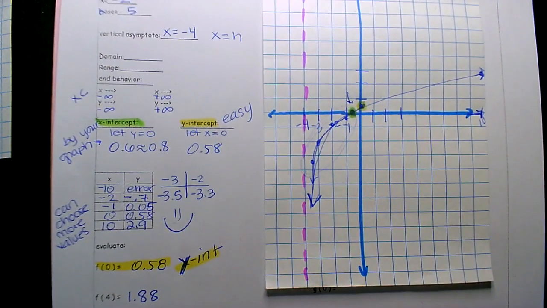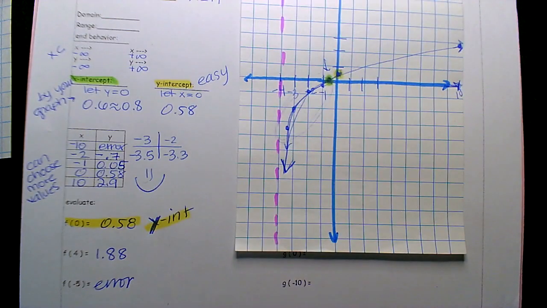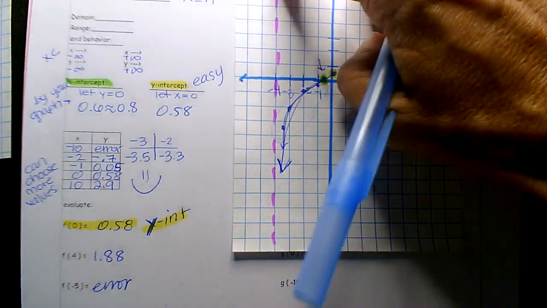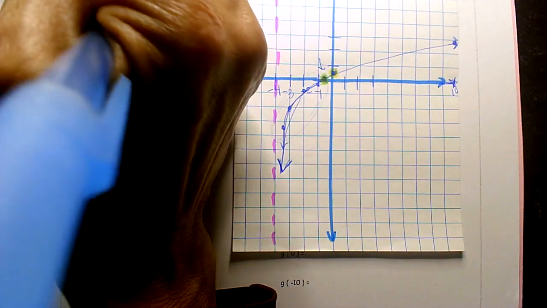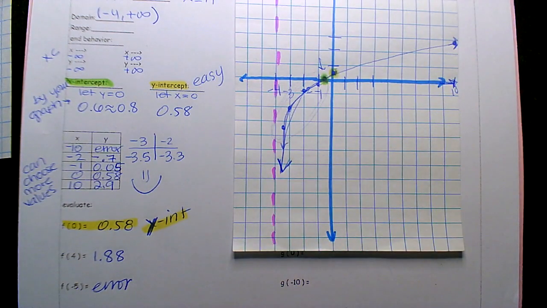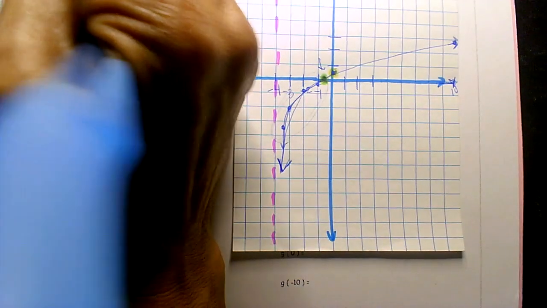Okay, what's the domain of the function? Not -3. -4, parenthesis or bracket? Parenthesis, because this is your asymptote, so it's -4 to positive infinity. Okay, what's my range? Do you have a restriction vertically? Do you have any kind of vertical restriction? None.